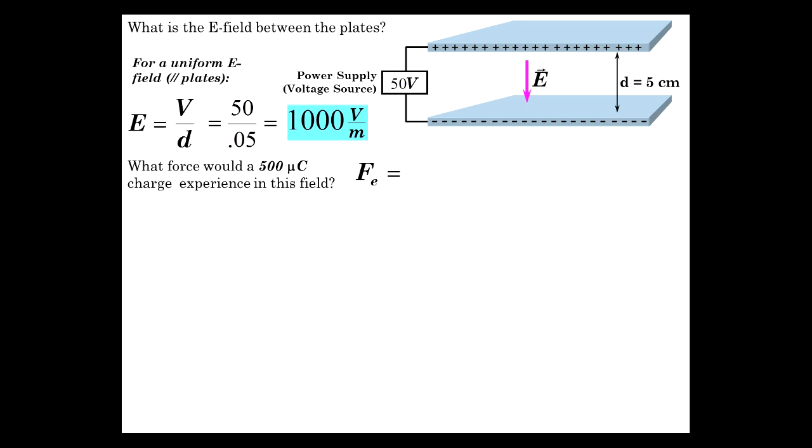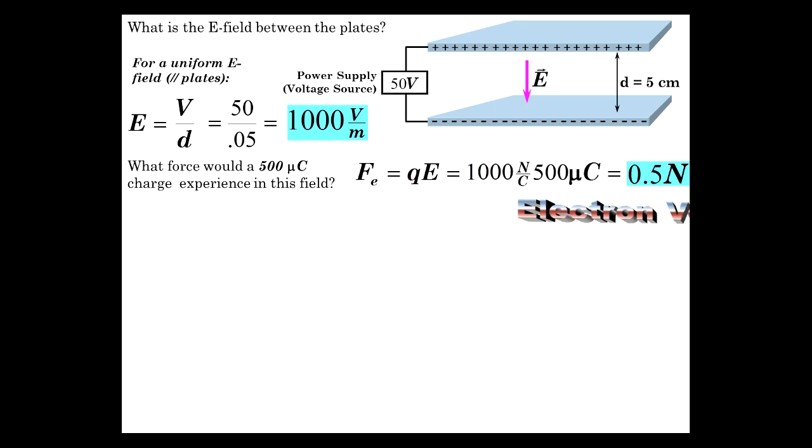And then what if we want to relate that to force? What force would a 500 microcoulomb charge, for instance, experience in this field? Well, Fe is QE, so we have the charge, and we have the electric field. Reverse the order there. So we have micro here, so keep that in mind, 10 to the negative 6, so 0.5 newtons. So that is actually quite easy to apply. A uniform electric field, we got the electric field itself as a relation between the potential difference and the distance. The force is the charge times the electric field, so it comes together pretty nicely.